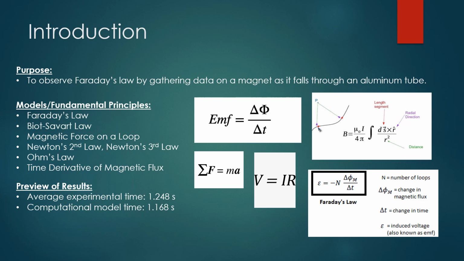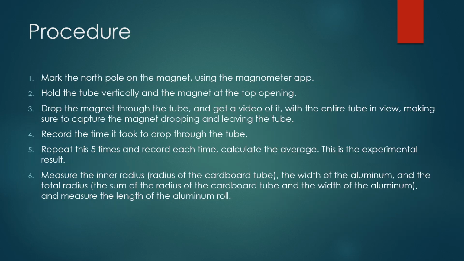The preview of the main results of the lab were that the average experimental time of the bar magnet falling down the tube was 1.248 seconds, and the computational model time was 1.168 seconds.